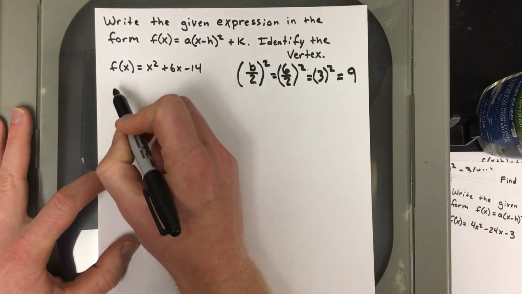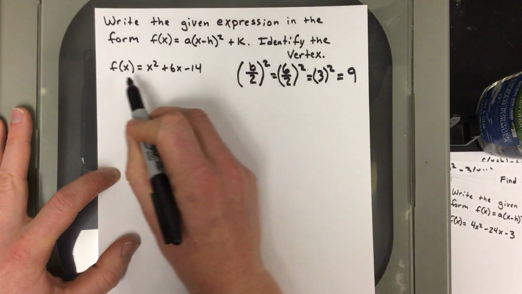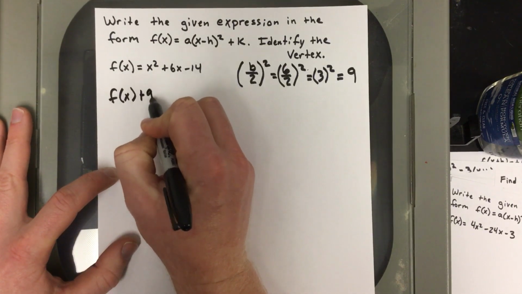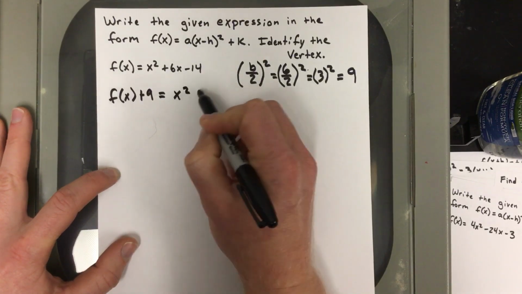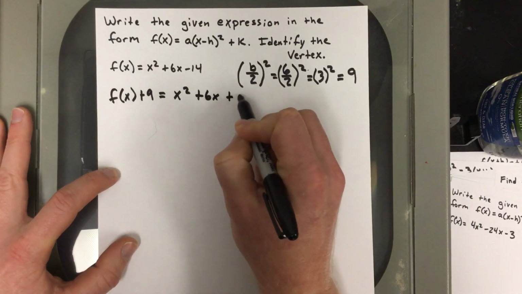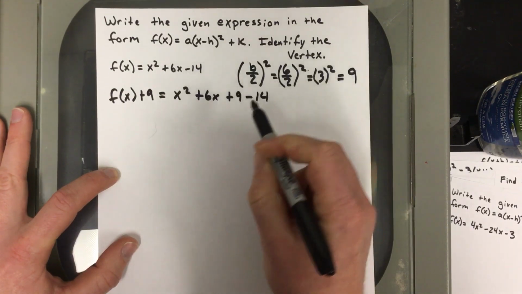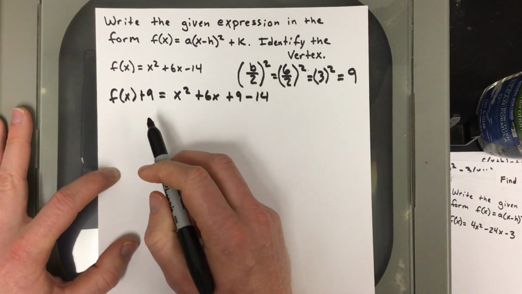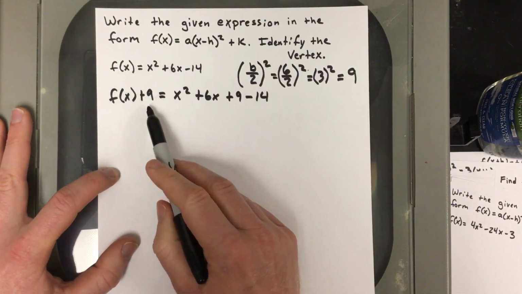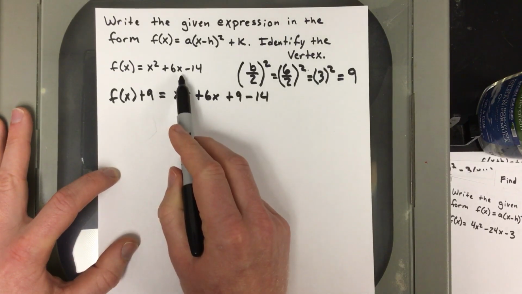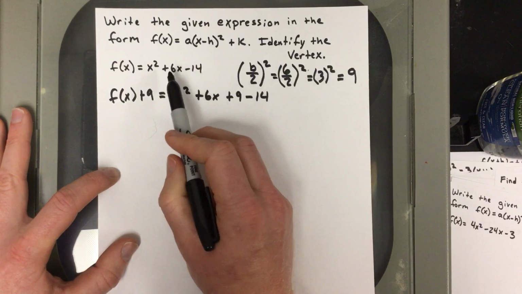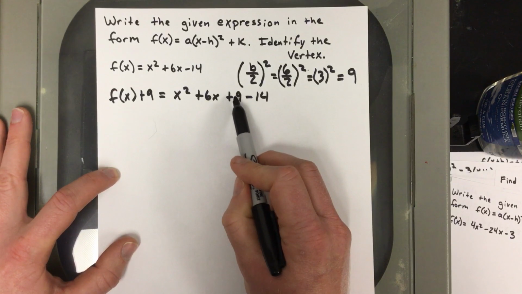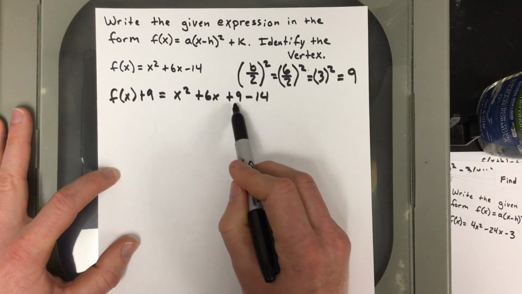So 9 is the number that I need to use for this function. I'm going to add 9 to this side, and I'm going to add 9 to this side. So it's going to be f of x plus 9 equals x squared plus 6x plus 9 minus 14. If you notice here, I didn't really change the function at all. I added 9 to each side. That doesn't change the function, because if I subtract 9, I go right back to this function. So this is the whole completing the square part. You take the middle term, you divide it by 2, and you square it, and it gives you this number in here that now will allow you to complete the square with this middle portion.